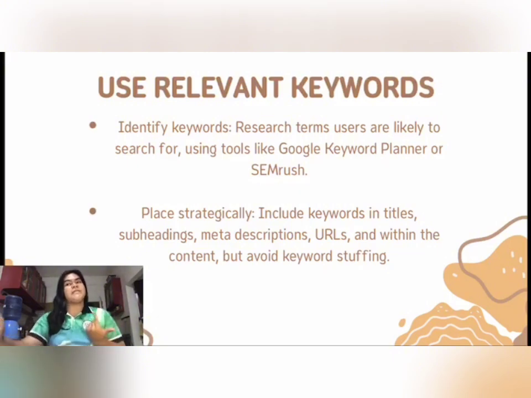Using relevant keywords means choosing the words or phrases people might type into Google to find your content. For example, if you're writing about how to bake a cake, important keywords could be cake recipe or baking tips. Use these words naturally in your title, headings, and throughout your writing, but don't overuse them, or it will sound strange and not be helpful.